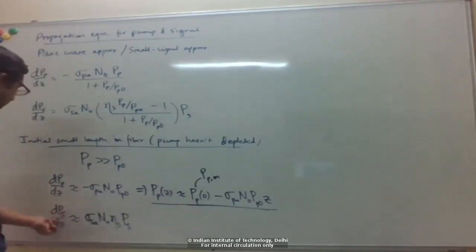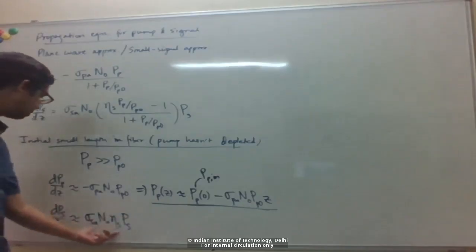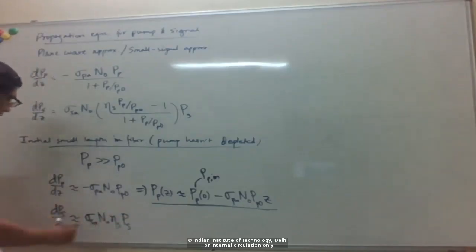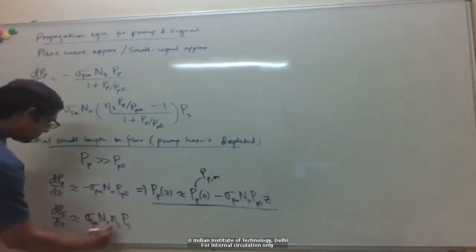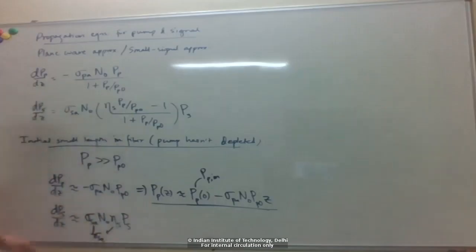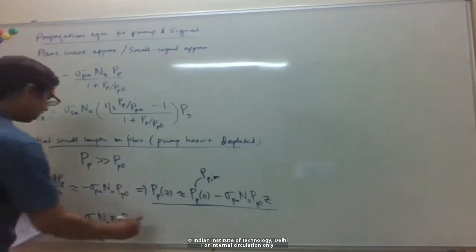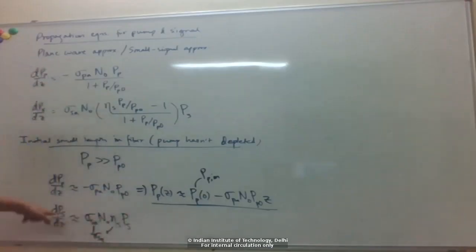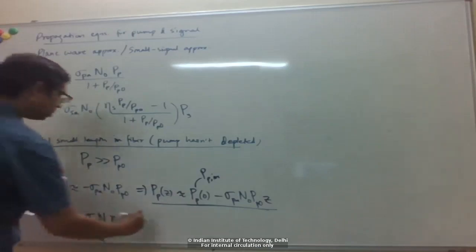So dP by dz is some constant here, and sigma SA times eta s is just sigma SE, because this eta factor was the emission cross section divided by the absorption cross section. Again, this is a simple differential equation, and the solution is an exponential gain. We have dP by dz is some constant times P.